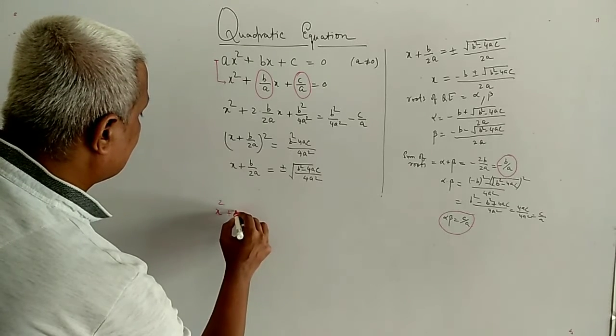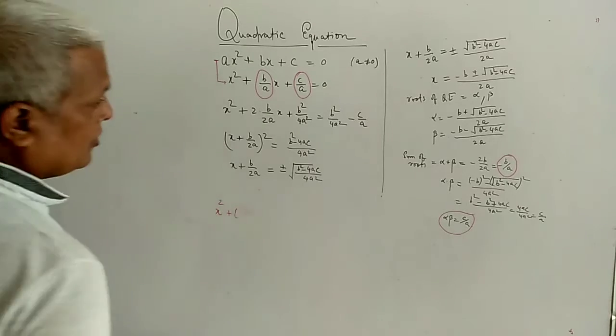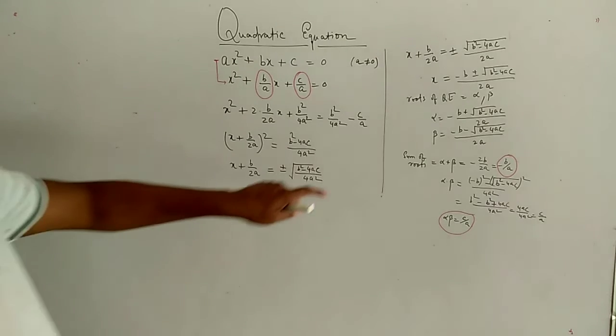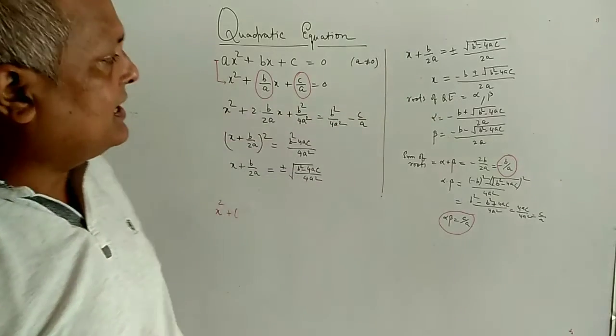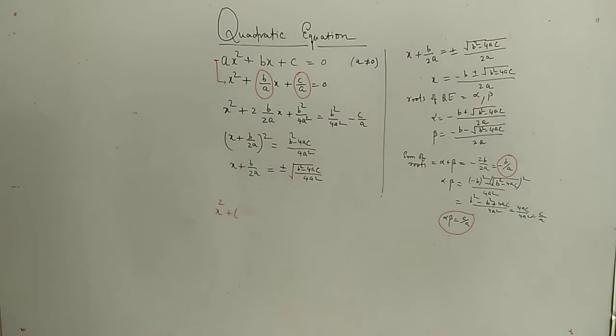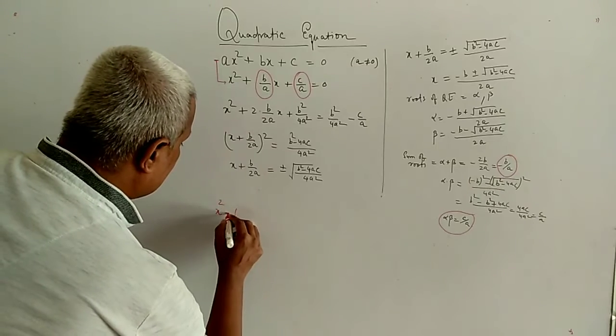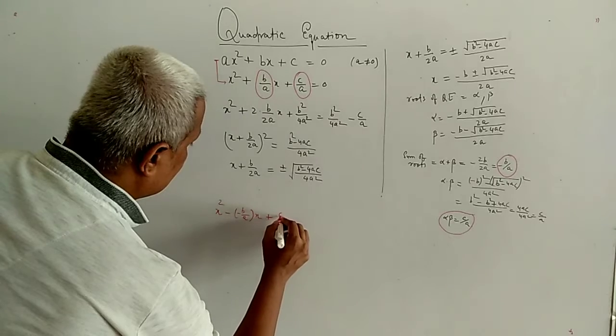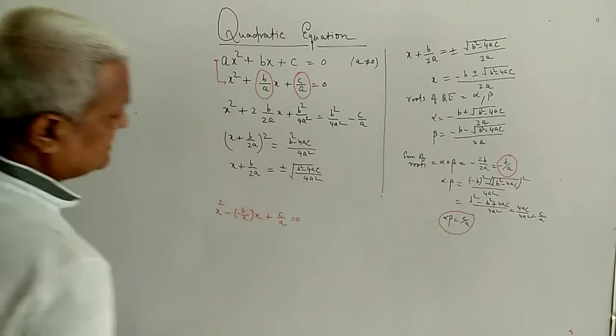You can write it as x square plus, or what I'm getting, x square b by a. So I can write as x square plus, here alpha plus beta, that is minus b by a. So I am getting my answer is minus b by a. So I can write this as x square minus b by a x plus c by a is 0.